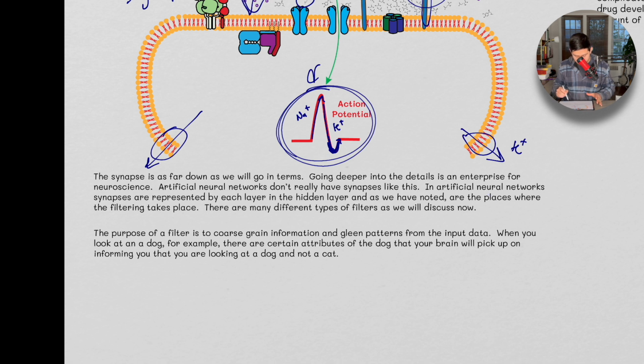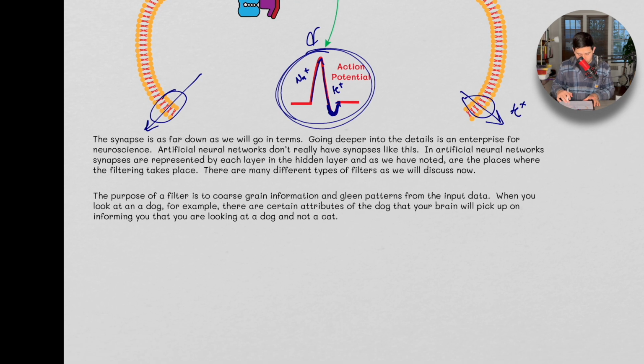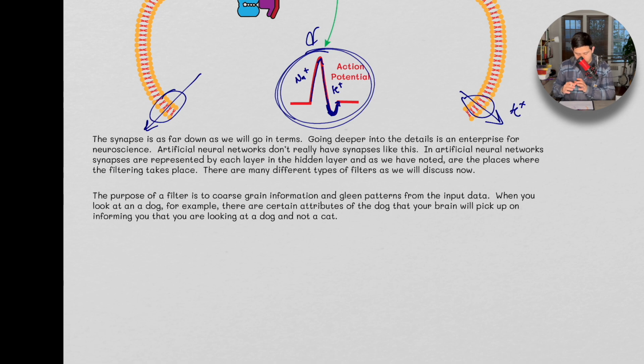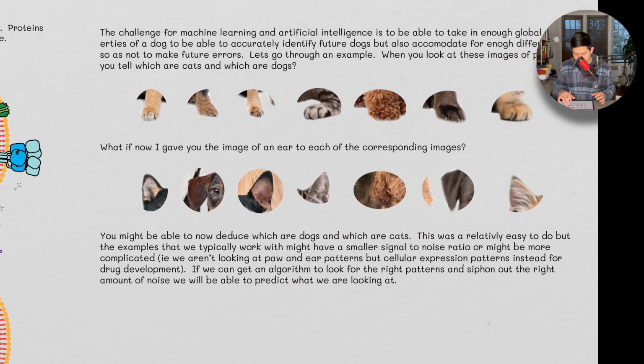What I want to leave you with is that the purpose of this filter is to coarse grain information and to glean patterns from input data. Okay, when you look at a dog, for example, there are certain attributes of the dog that your brain will pick up on, informing you that you're looking at a dog and not a cat. Okay, let's just look at this example up here.